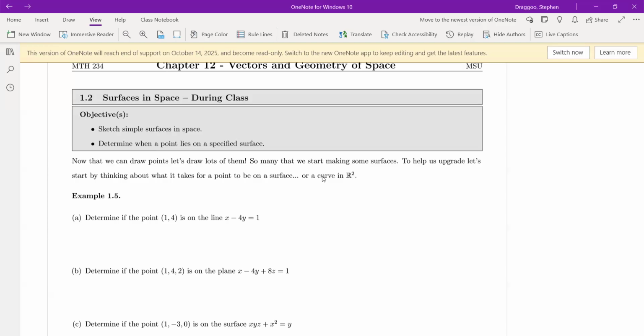Is my pen running out of ink? It's an electronic pen. It shouldn't be able to do that.